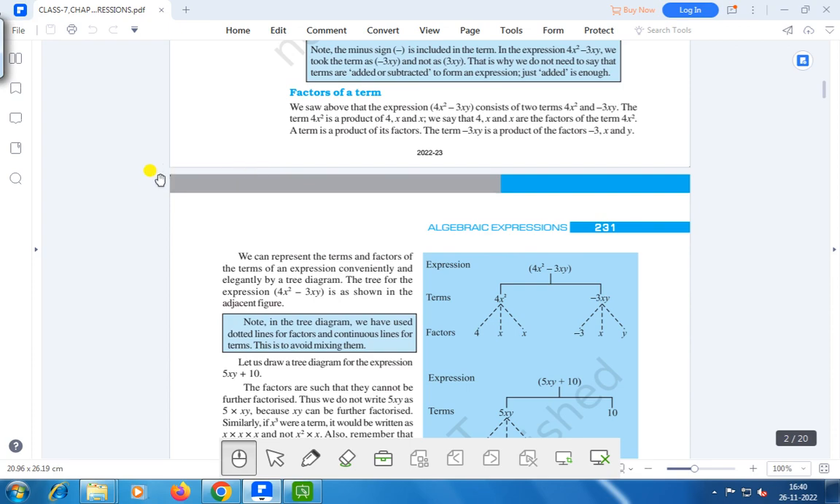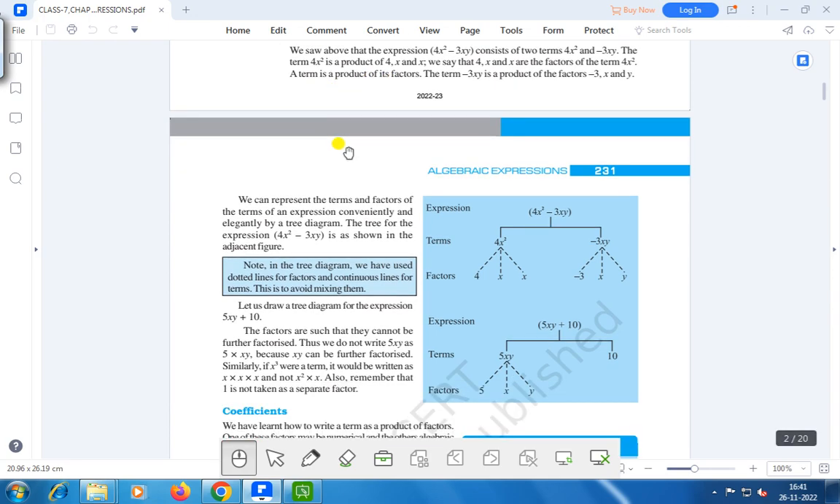Factors of a term. We saw above that the expression 4x square minus 3xy consists of two terms, 4x square and minus 3xy. The term 4x square is a product of 4x and x, and we say that 4x and x are factors of the term 4x square. A term is a product of its factors. The term minus 3xy is a product of the factors minus 3x and y.